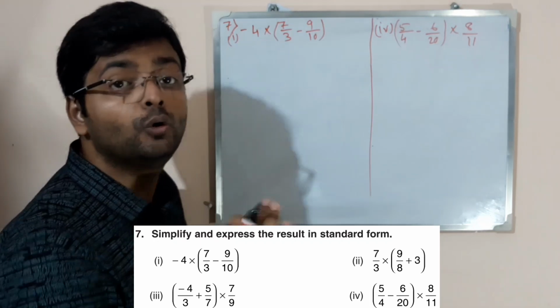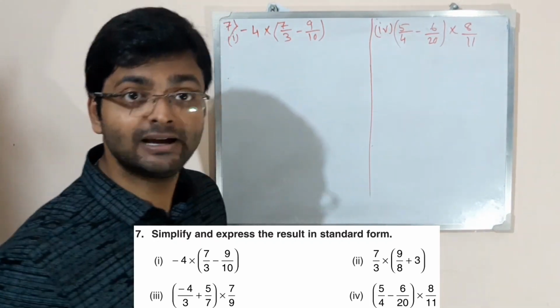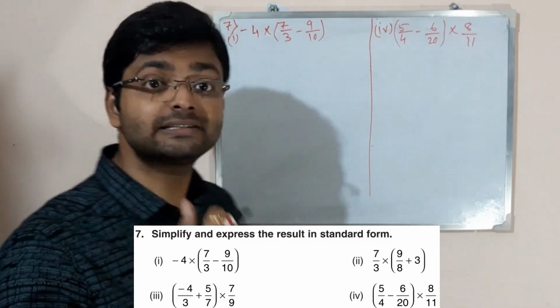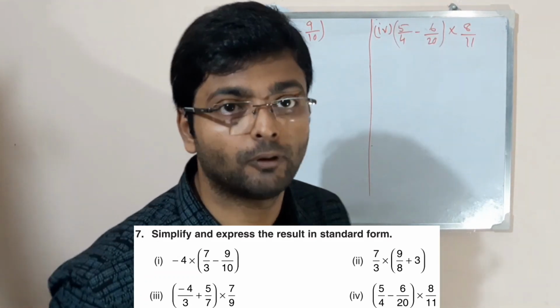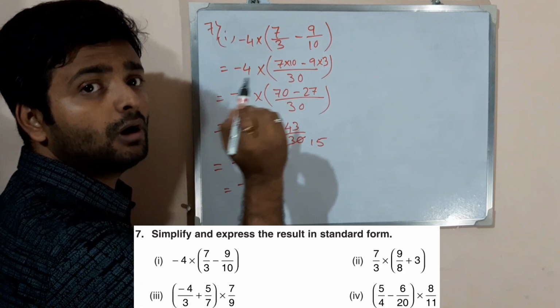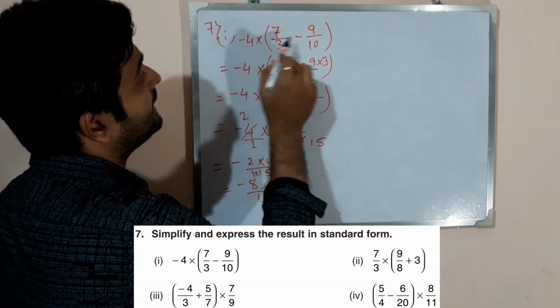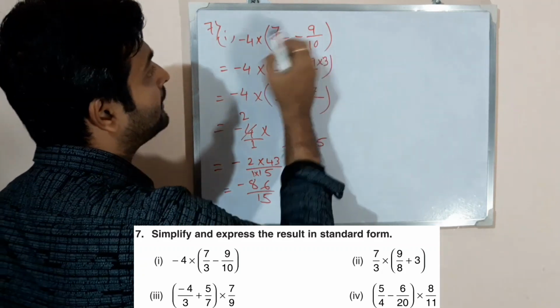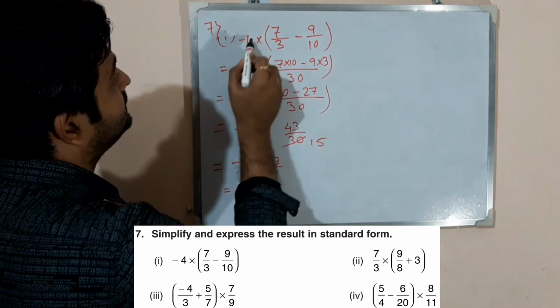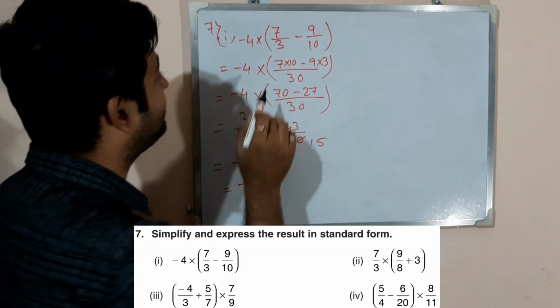First what to do? We have to calculate it and simplify this. After that, if it is in standard form, then okay. If it is not in standard form, we have to make it standard form. So I'll explain you how to do that. First, according to the BODMAS rule, we have to do the bracket work first. So just as it is, minus 4 I have written into.